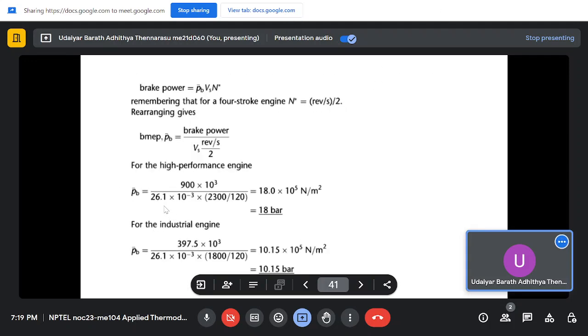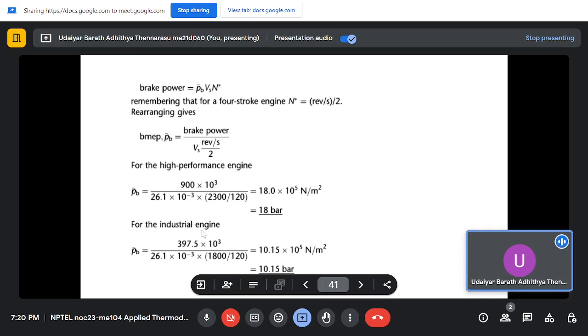So displacement volume is 26.1 liter. So converting into meter cube into 10 power minus 3 into speed is 2300 divided by 60 divided by 2 because of 4-stroke engine. So this will give me 18 into 10 power 5 Newton per meter square. So this will give me 18 bar.